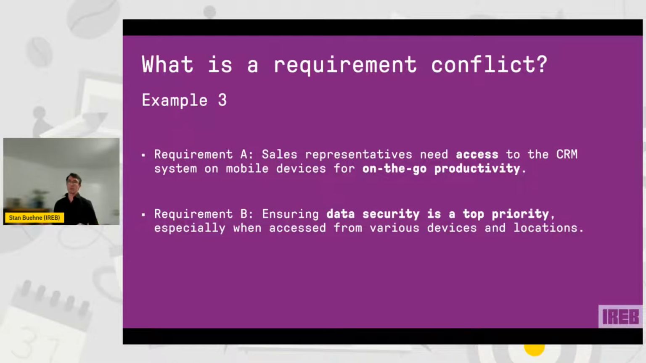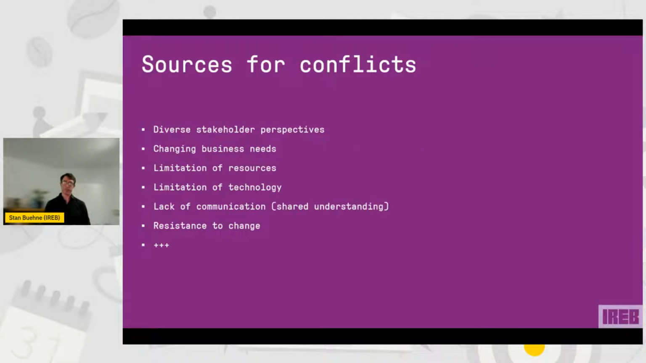Or another example, access to a CRM for the sales representatives. They need to have quick access to the system. And on the other hand, data security is a top priority, especially nowadays, and especially in days of getting more and more digital. Then we need to think of how both requirements can conflict. These are just a few super simple examples where this is quite obvious, but there are so many different sources for conflicts.